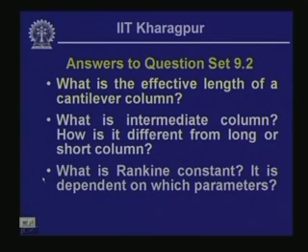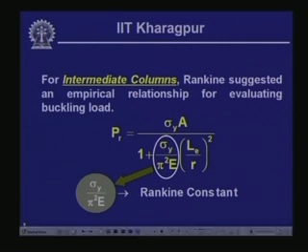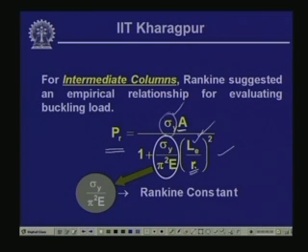So, the last question was, what is the Rankine constant, and which parameters is it dependent on. As we had seen, for such intermediate columns we cannot apply Euler's critical load formula for the evaluation of critical load. Rankine had proposed an empirical relationship for evaluating the critical buckling load for such columns, which is given by sigma_y times A divided by 1 plus sigma_y by pi square E into (L_E by r) square, where sigma_y is the yield stress of the material, A is the cross-sectional area of the column member, E is the modulus of elasticity, L_E is the effective length and r is the radius of gyration.